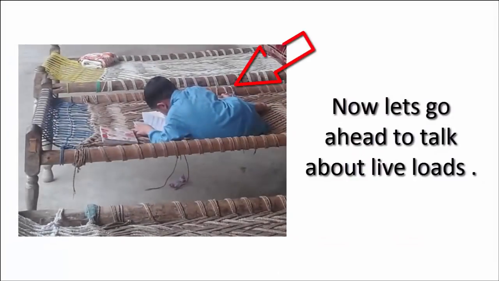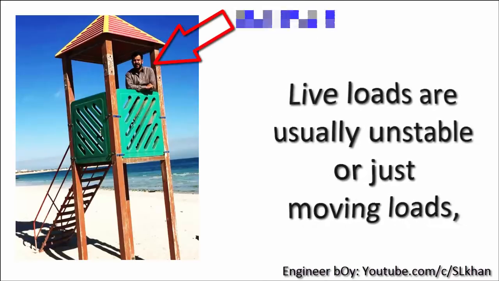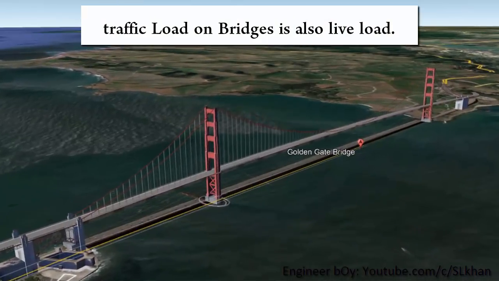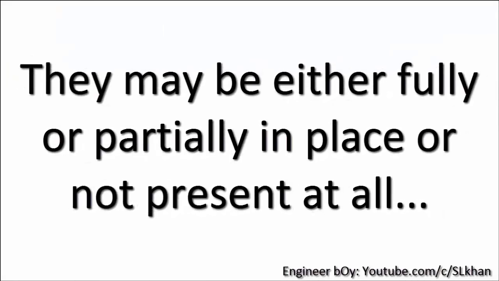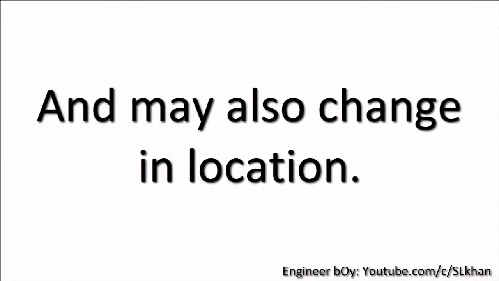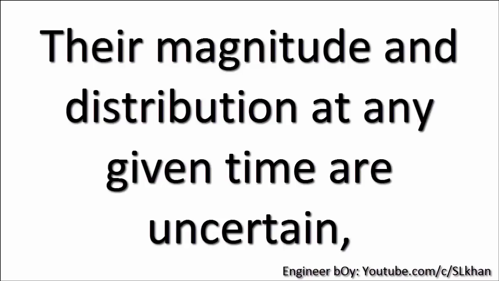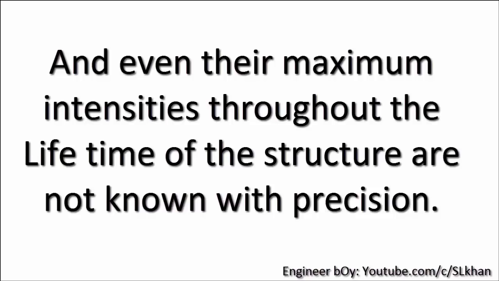Now let's go ahead and talk about live loads. Remember, live loads are usually unstable or moving loads, you can say. Or you can say live loads are those which consist chiefly of occupancy loads in buildings and traffic loads on bridges. They may be either fully or partially in place or not present at all, and may also change in location. Their magnitude and distribution at any given time are uncertain, and even their maximum intensities throughout the lifetime of the structure are not known with precision.